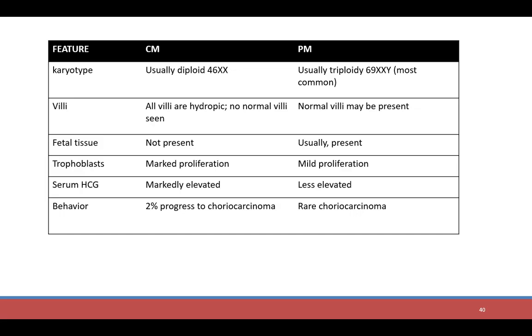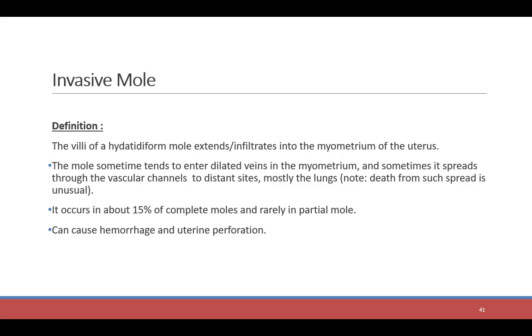complete mole. Even the beta HCG is markedly elevated in the complete mole. It's elevated in the partial mole. Just remember that everything is exaggerated, everything is complete in the complete mole. Everything is partial in the partial mole.